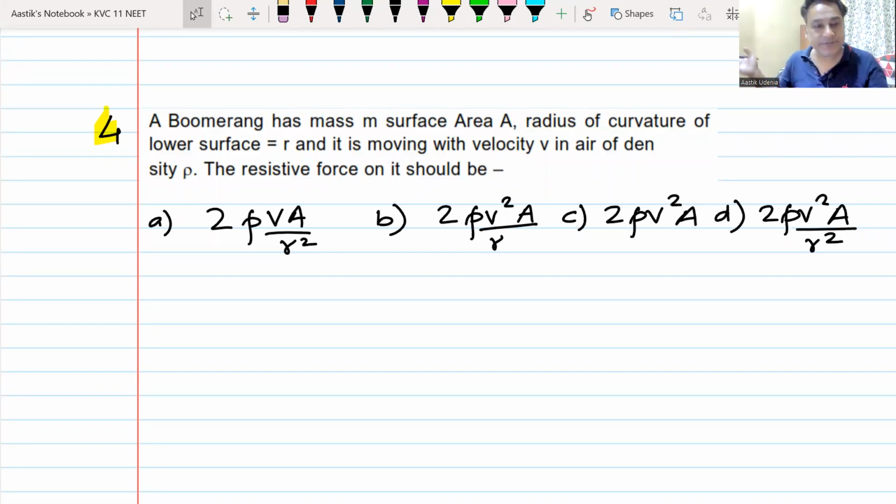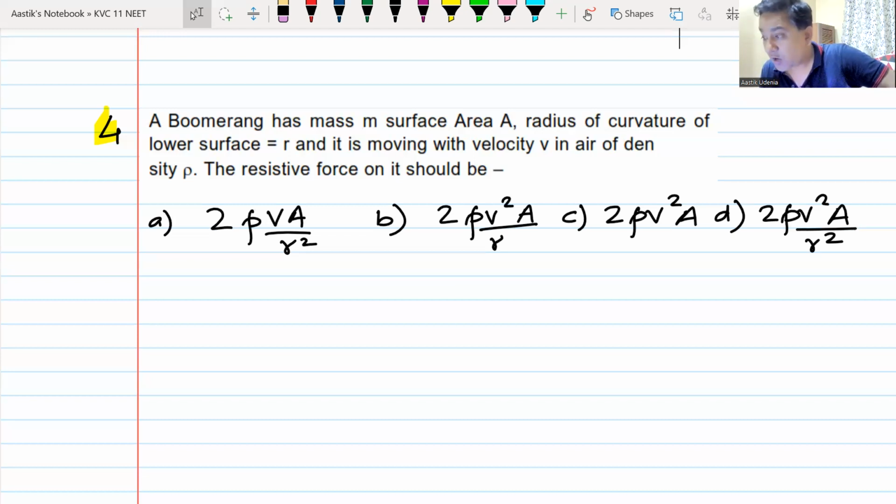A boomerang has a mass m. You are all YouTube guys, so you must have seen videos of a boomerang. A boomerang has a mass m, surface area A, radius of curvature R, and it's moving with a velocity v in air of density rho. So everything is given: m is mass, A is area, R is the radius, and rho is the density. For the resistive force acting on that boomerang, which of the following formulas is correct?